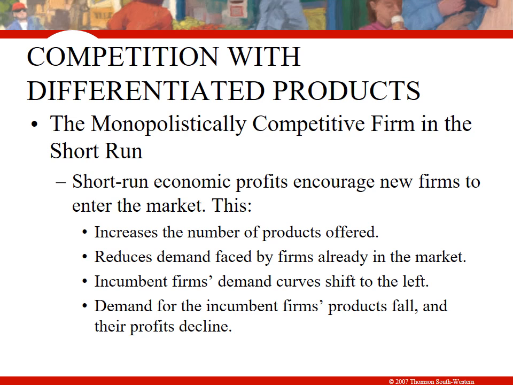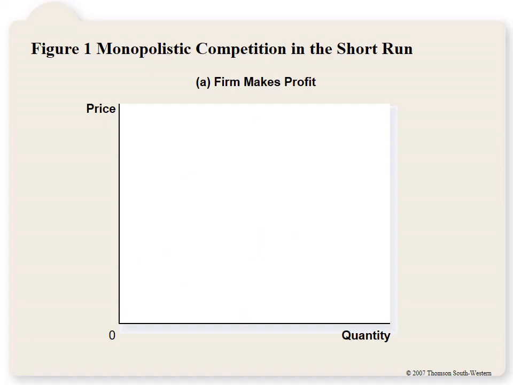So this is going to reduce the demand faced by firms already partaking in this market. We'll look at that here in a little bit. Incumbent firm demand curves are going to shift to the left, and the demand for incumbent firms' products will fall and their profits decline as firms join the industry.